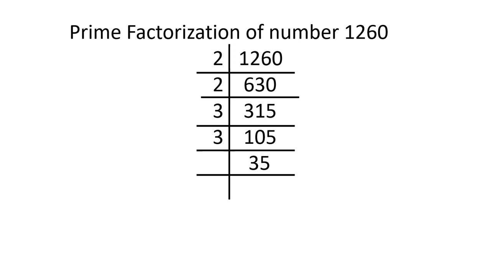So next prime number is 5. And we know that every number ending in 5 or 0 is divisible by 5. So 35 is divisible by 5. I get 7, which is a prime number. So we stop here. So when you get the last quotient as a prime number, you stop dividing further, and that brings us to the end of this process of prime factorization.